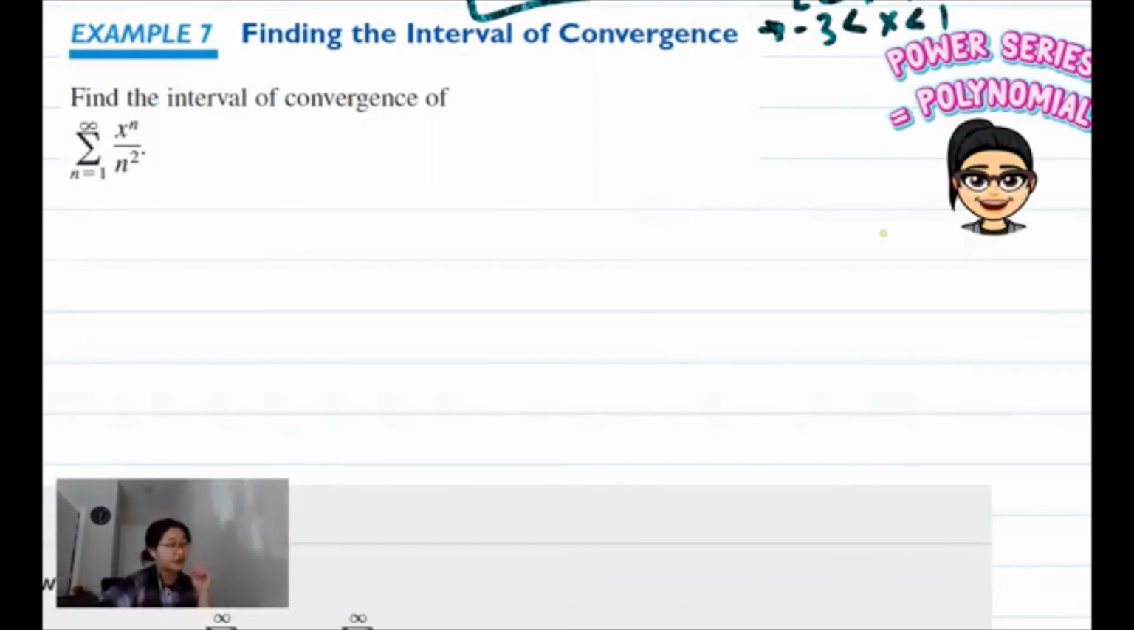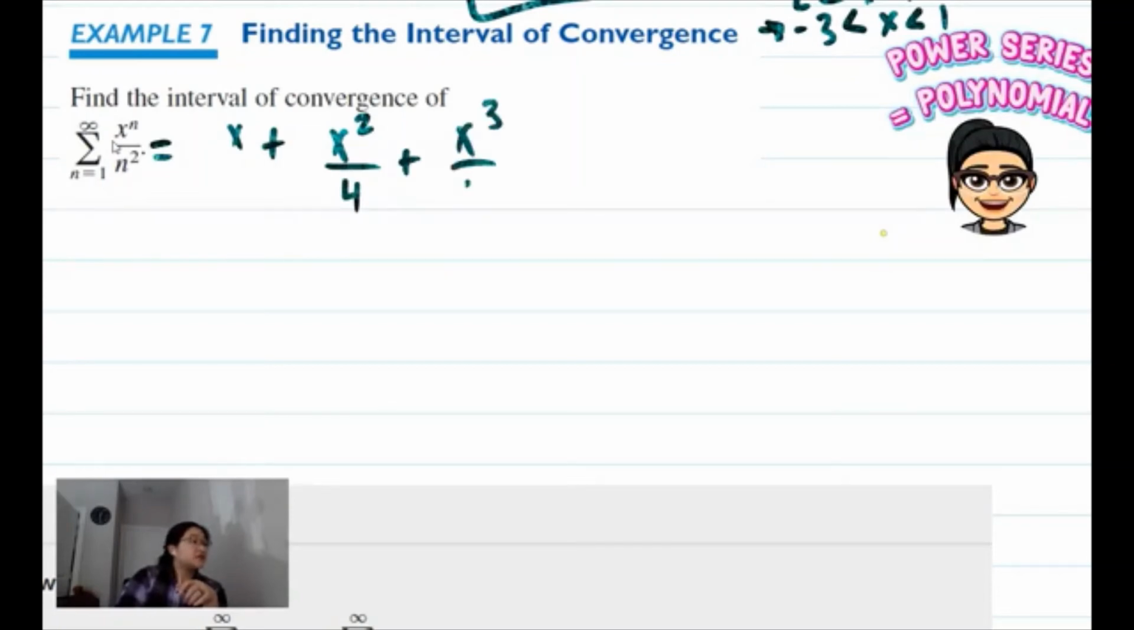So for our interval of convergence for this power series, and remember, power series are polynomials, so that is really nice in the future. So what's our interval of convergence here? Well, what is this going to actually equal? This is going to be x plus x squared over 4 plus x cubed over 9 plus other stuff.